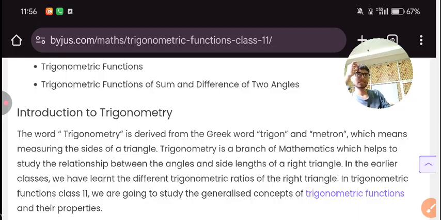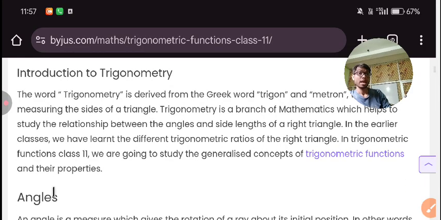Right triangle. In the early classes, we have learned the different trigonometric ratios of the right triangle. It is taught in 10th class, and that's why I said you would be familiar if you came from the 10th standard to understand it. In trigonometric functions, class 11, we are going to study the generalized concepts of a trigonometric function and their properties.